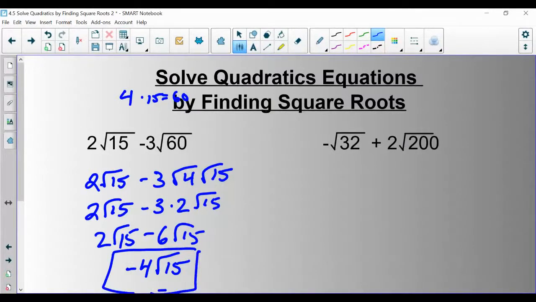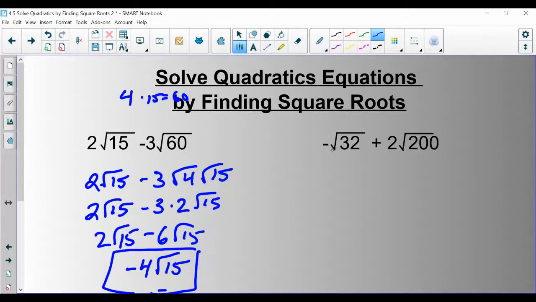I do want to emphasize something here. All of these should be able to be checked very simply. You should be able to do 2 root 15 minus 3 root 60 and get that decimal. And then make sure that this is the exact same. Make sure that negative 4 root 15 is the same decimal.